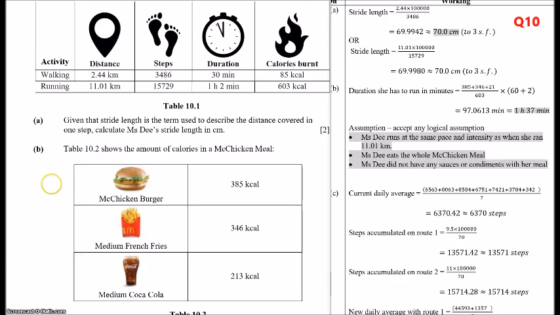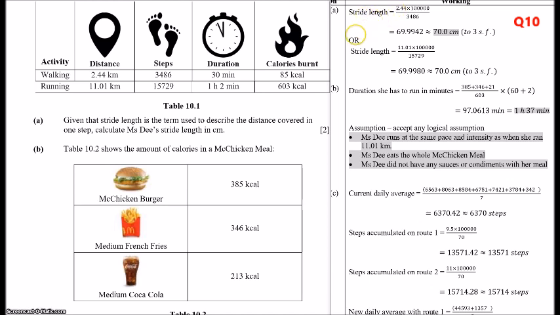Thank you. So next we're going to talk about question 10. So this is the question. It says that given the strike length is used to describe distance covered in one step, calculate her strike length. So actually it's not very clear because are we talking about the walking one or the running one? So let's look at the answer first.